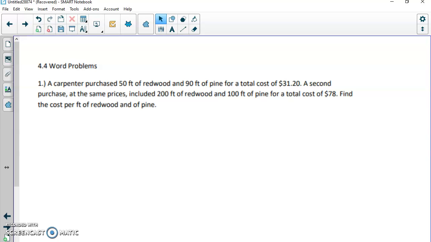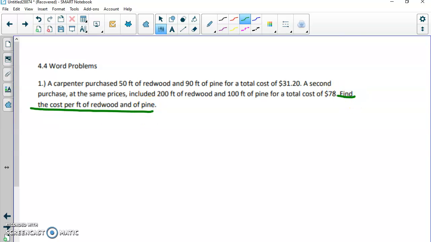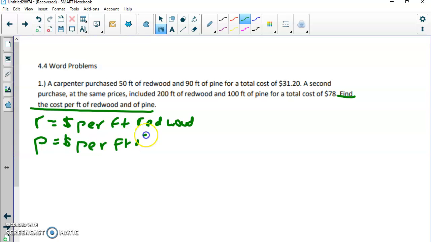So, number 1, a carpenter purchased 50 feet of redwood, 90 feet of pine for a total cost of $31.20. A second purchase at the same prices include these 2 amounts for $78. Find the cost per foot of redwood and pine. So always look at the question to come up with your variables. So we have redwood and pine. I'm just going to use R for the cost per foot of redwood and P, cost per foot of pine.